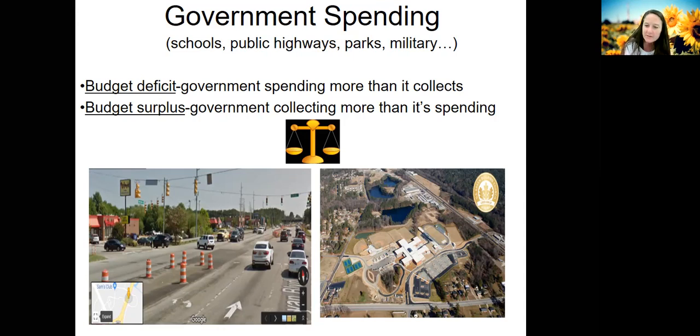So deficit, think of debt. Deficit, not good. Surplus, we're adding. So yeah, surplus is good. You got money left over with a surplus. Deficit, you're in the hole.